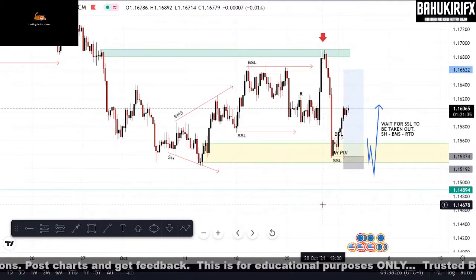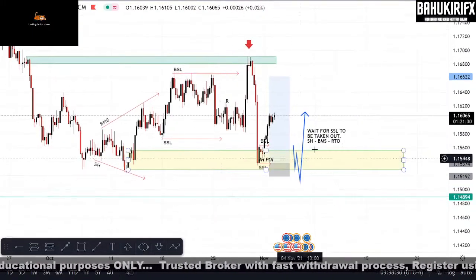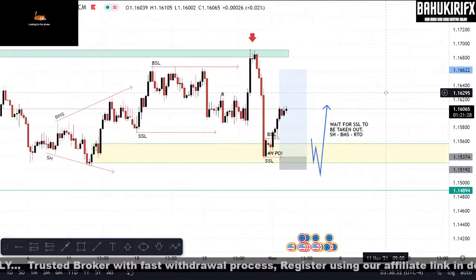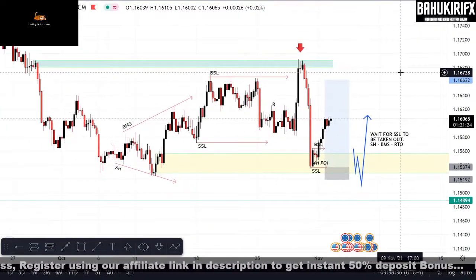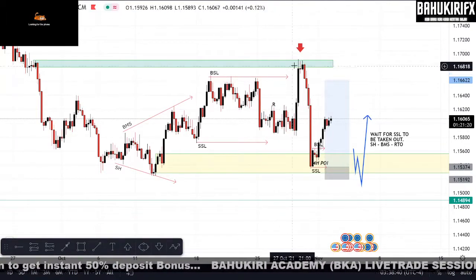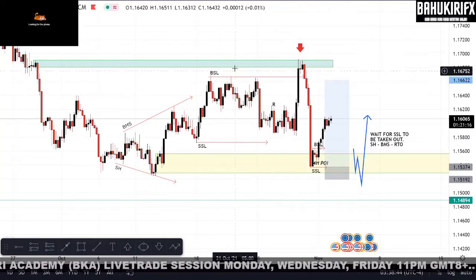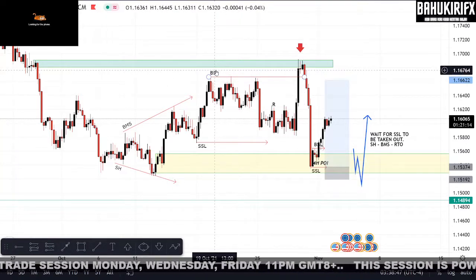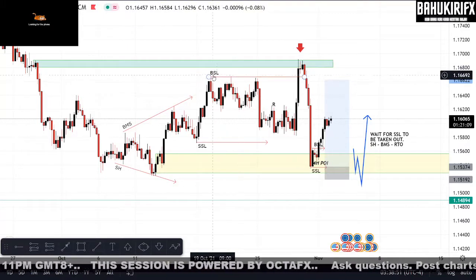Okay, today is Tuesday, the 2nd of November. If you guys can notice, EUR/USD made this stop hunt to the upside, taking out all the buy side liquidity. Kita punya trading rasa lah, kita ambil daripada, kita akan target area ni.